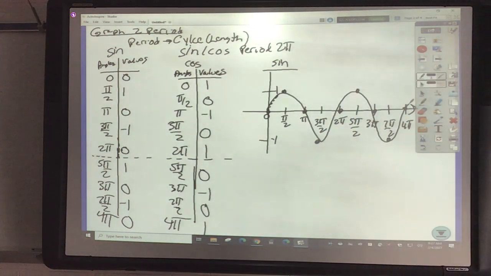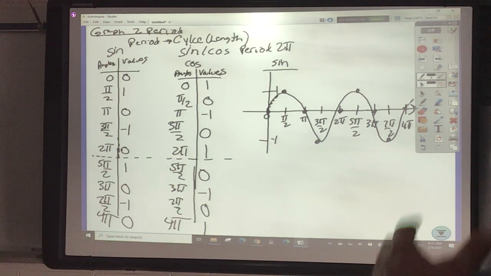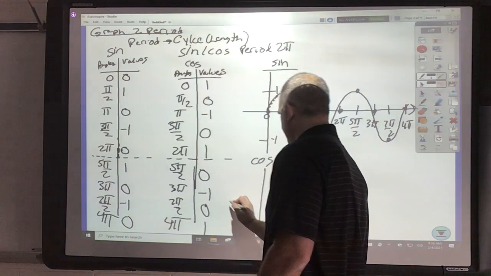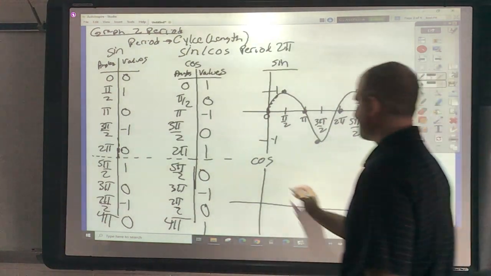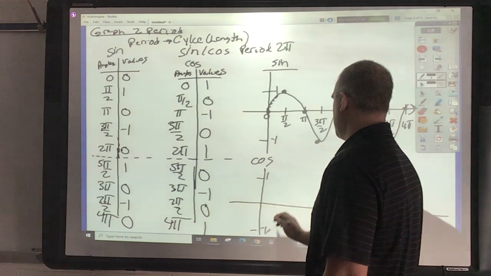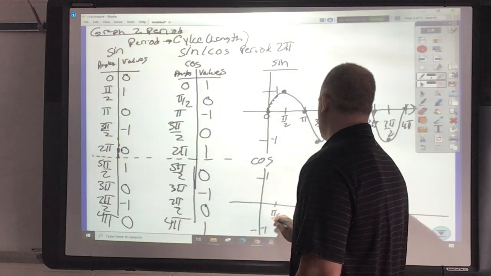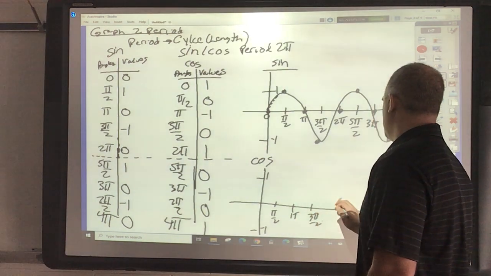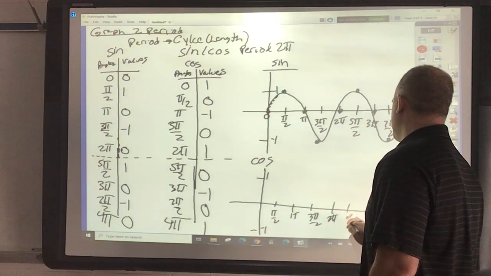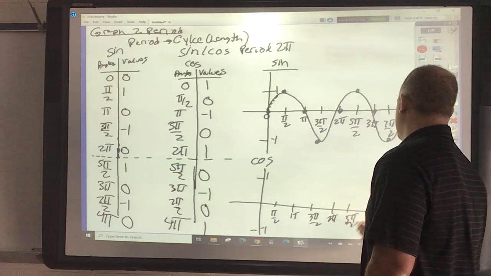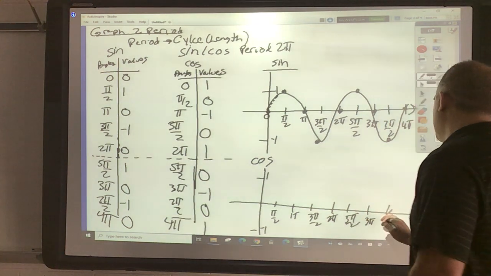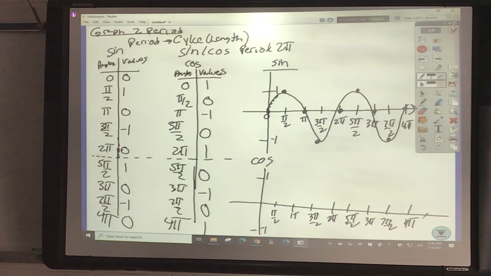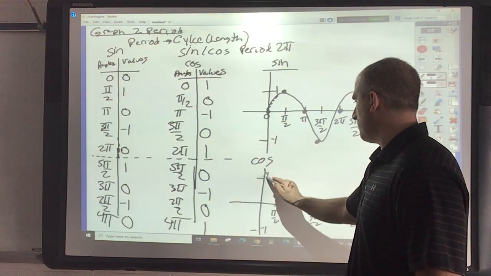It's a wave. So that's what that looks like as a base function. If you do the same thing for cosine: 1 and negative 1. Pi over 2, pi, 3 pi over 2, 2 pi, 5 pi over 2, 3 pi, 7 pi over 2, 4 pi. So if I was graphing cosine, at 0, I'd be at 1.